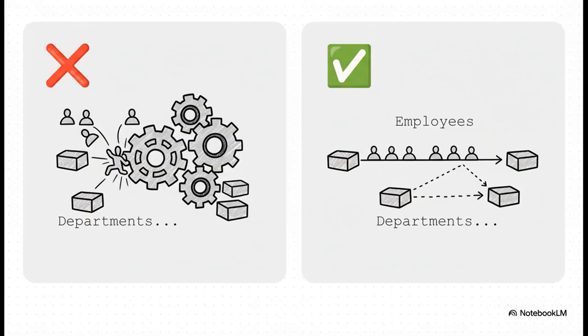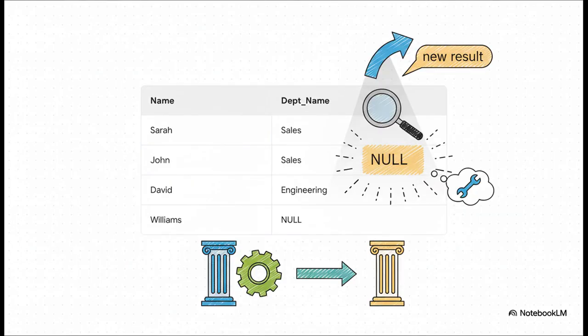We're going to use almost the exact same query as before, but we're just going to change one single word. Instead of inner join, we're going to write left join. Let's see what kind of a massive difference that one little change makes. And there we have it. Look at that. Williams is back on the list. His department name shows up as null, which is perfect. It accurately tells us he's an employee, he just hasn't been assigned a department yet.